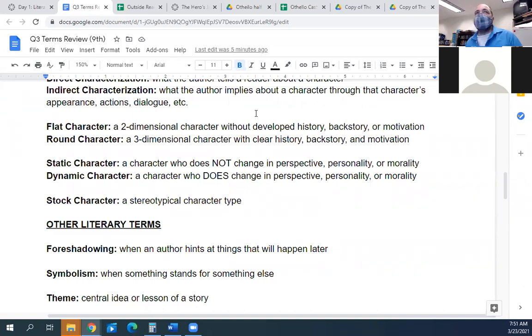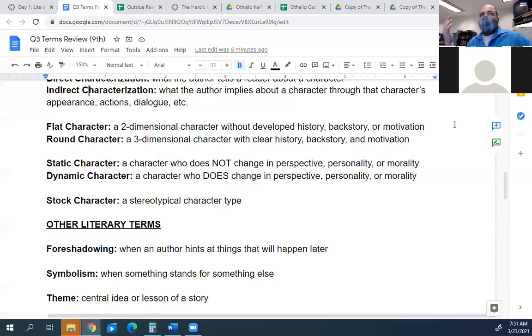They look three-dimensional when you look at them front on, but if you move to the side in any way, you find that they're this thin and there's no reality to them. So then we've got static and dynamic characters. Remember, a static character does not change in perspective, personality, or morality. We're talking about internal character changes, not physical external changes.